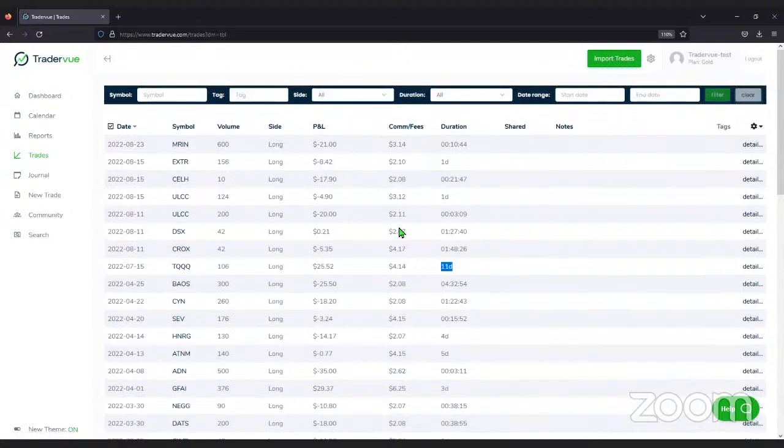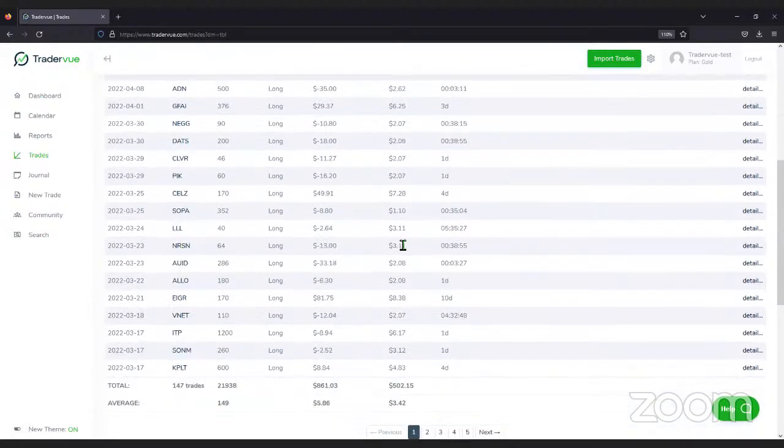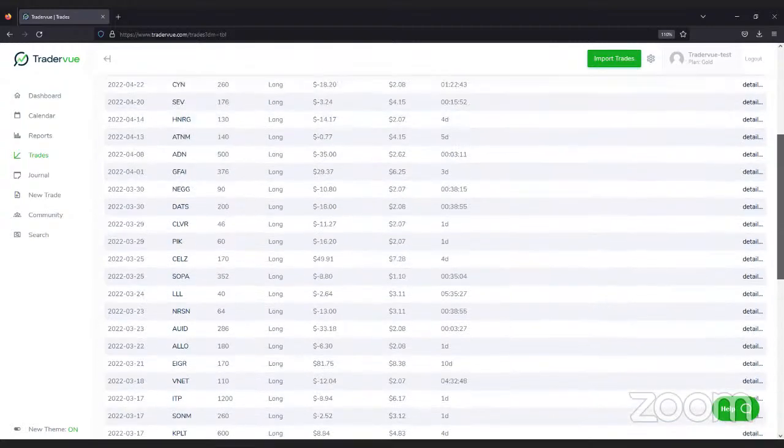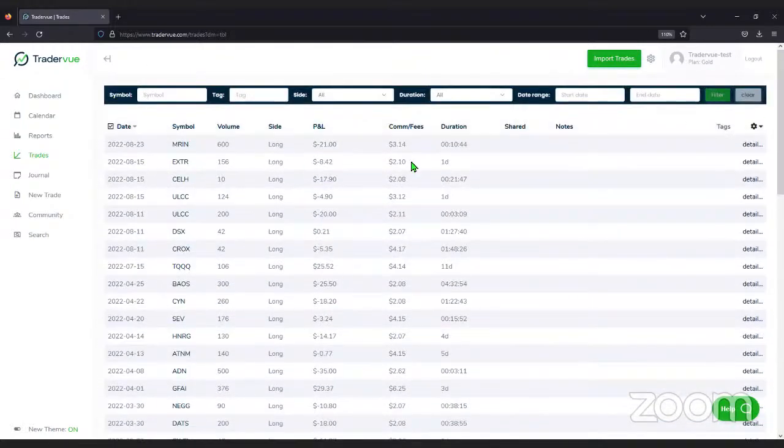But I also have commission and fees. It's basically telling me all the fees that I have incurred based on my trading, and it also gives you a total at the bottom. And so, yeah, that's basically the trade section. But let's see how to get deeper into a trade and see more insightful information from a specific trade.